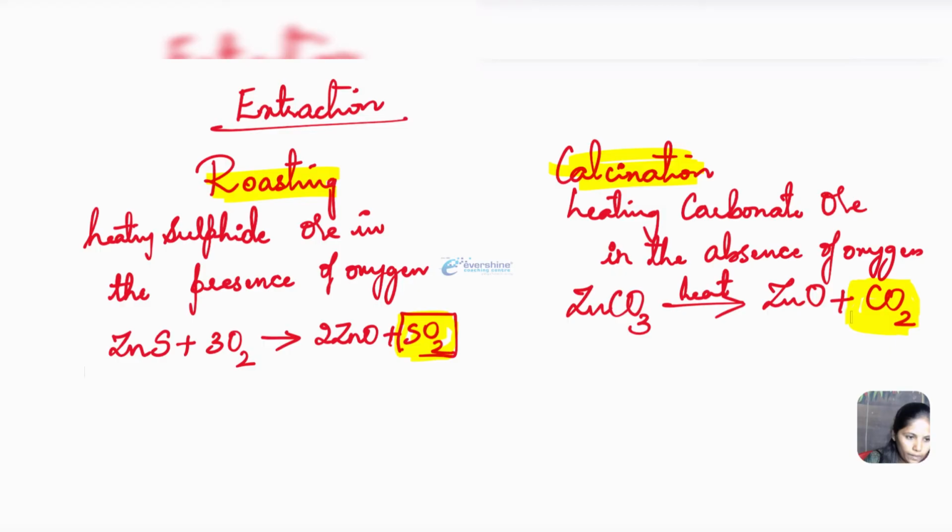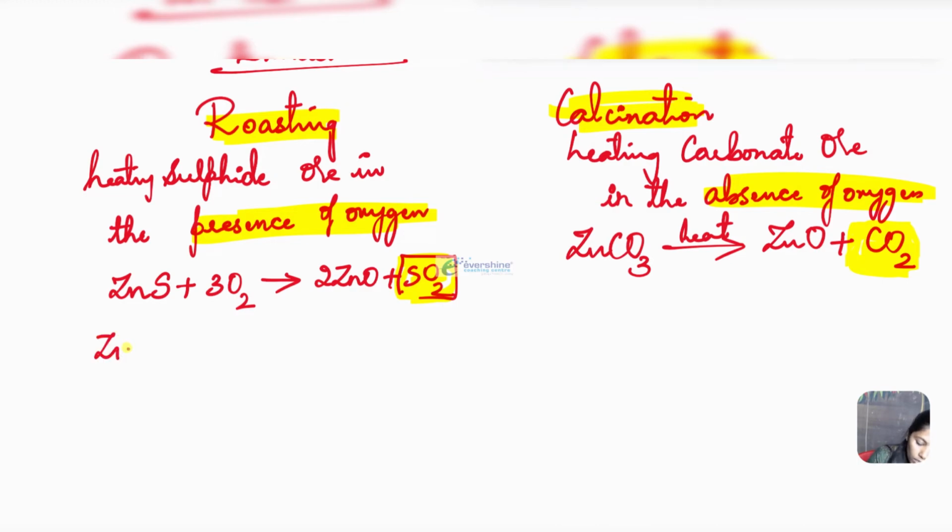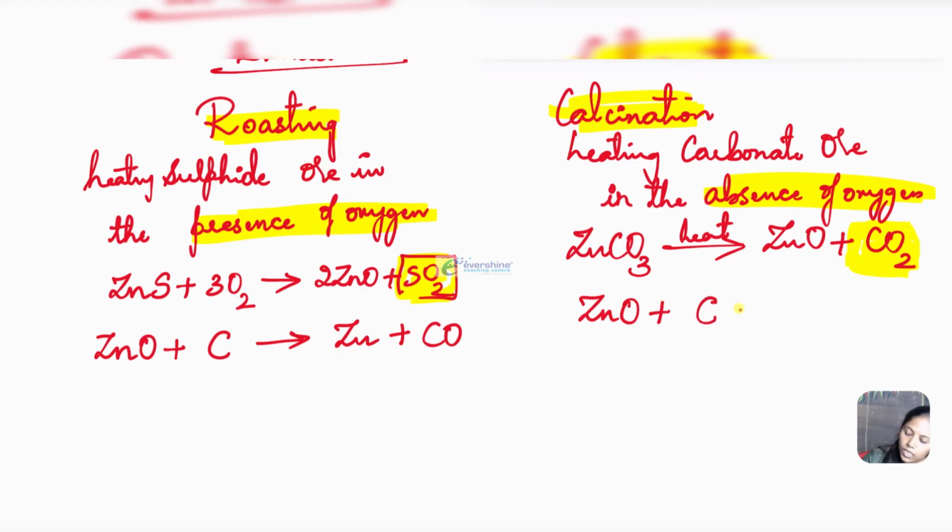So here the presence of oxygen is important; there you should write absence of oxygen. Roasting is done in the presence of oxygen. Calcination is done in the absence of oxygen. Whatever zinc oxide is obtained, we should heat it again with carbon. Here carbon is a reducing agent. It forms zinc plus carbon monoxide or carbon dioxide. Zinc oxide is reduced to zinc by using carbon. So zinc plus CO.